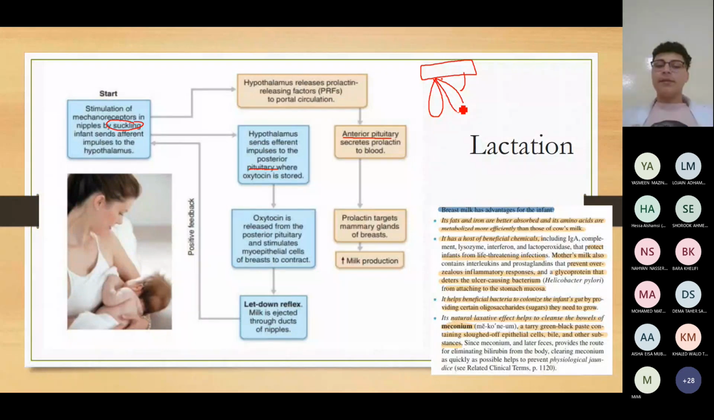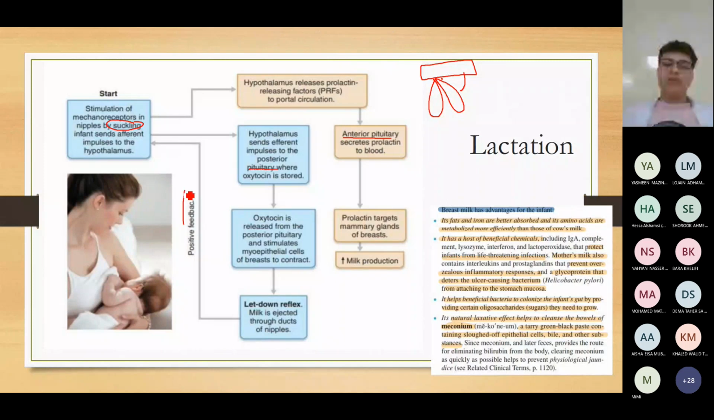Again, same story. The oxytocin is going to go to the breast, and it's going to stimulate the myoepithelial cells of the breast to start contracting. And once the myoepithelial cells of the breast start contracting, the ejection of the milk is going to happen.